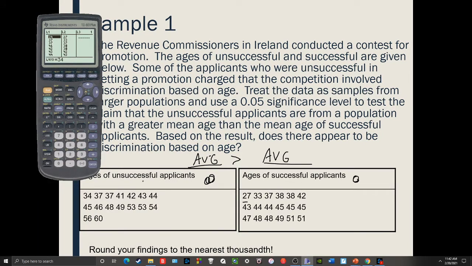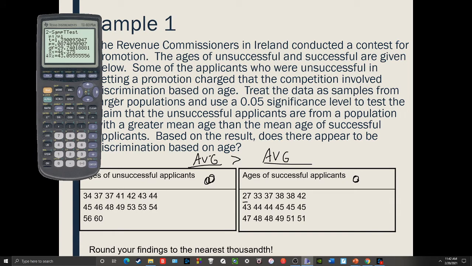So I entered in all the information for the first applicants in list 1, all the information for the second applicants in list 2. Then go stat, test, to Samp T, and then I can just click the data section and make sure that my first group is list 1, my second group is list 2, frequencies should still be 1, that's fine. Make sure I click the right hypothesis, right? So I want to test to see if my unsuccessful group is higher average than my successful group. Always choose no for pooled, and we want to calculate.